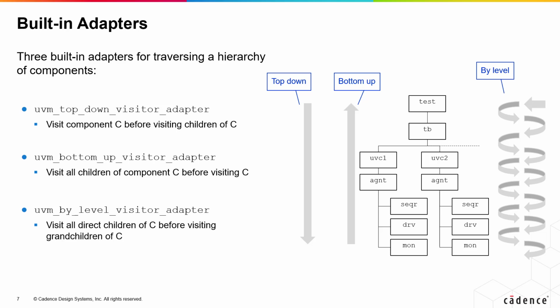The bi-level adapter visits all components in a level before descending. So this would traverse test, TB, UVC1, UVC2, UVC1 agent, UVC2 agent, and then UVC1 sequencer, driver and monitor, finally UVC2 sequencer, driver and monitor. We could define our own adapter, but the built-in options are usually sufficient.